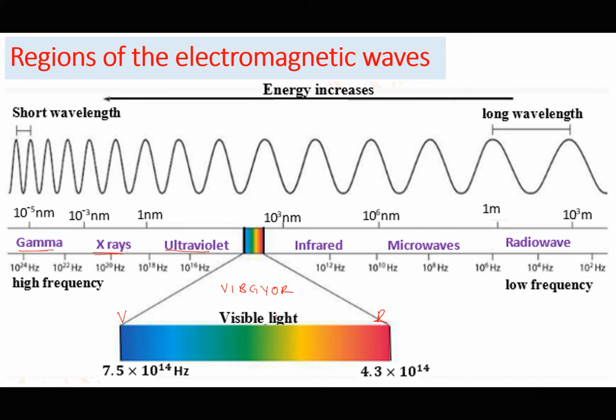So the visible region has these 7 colors which make up the visible spectrum. Then we have infrared, microwaves, and radio waves. So the radio waves have the longest wavelength.